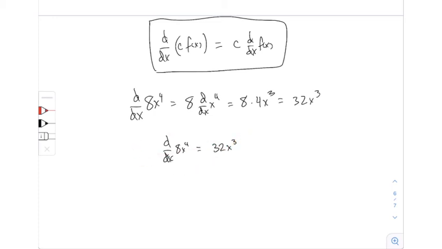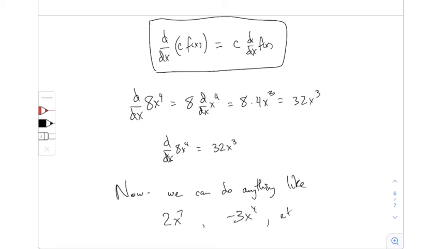I suppose if you want, you could think through all of that, but we're going to do this so many times that it's better to just think of the exponent comes down and multiplies onto the coefficient. All right? Any thoughts about that? Great. We got 10 minutes. We can go all the way to polynomials. So let me just say, now we can do, using these tricks, anything like 2x to the 7 or negative 3x to the 4, etc., right?